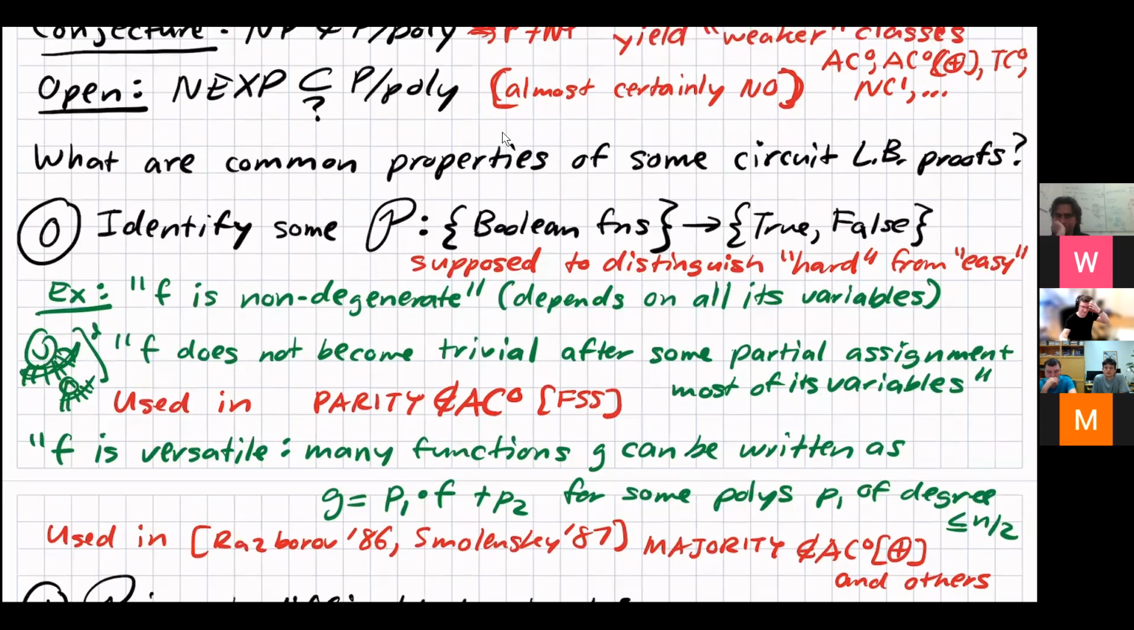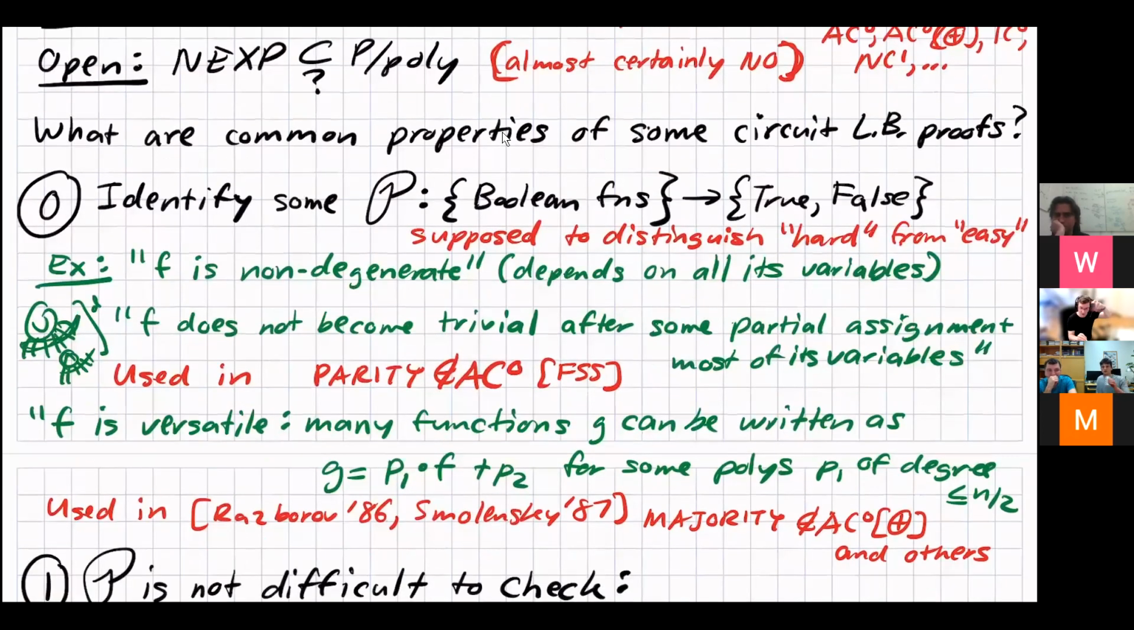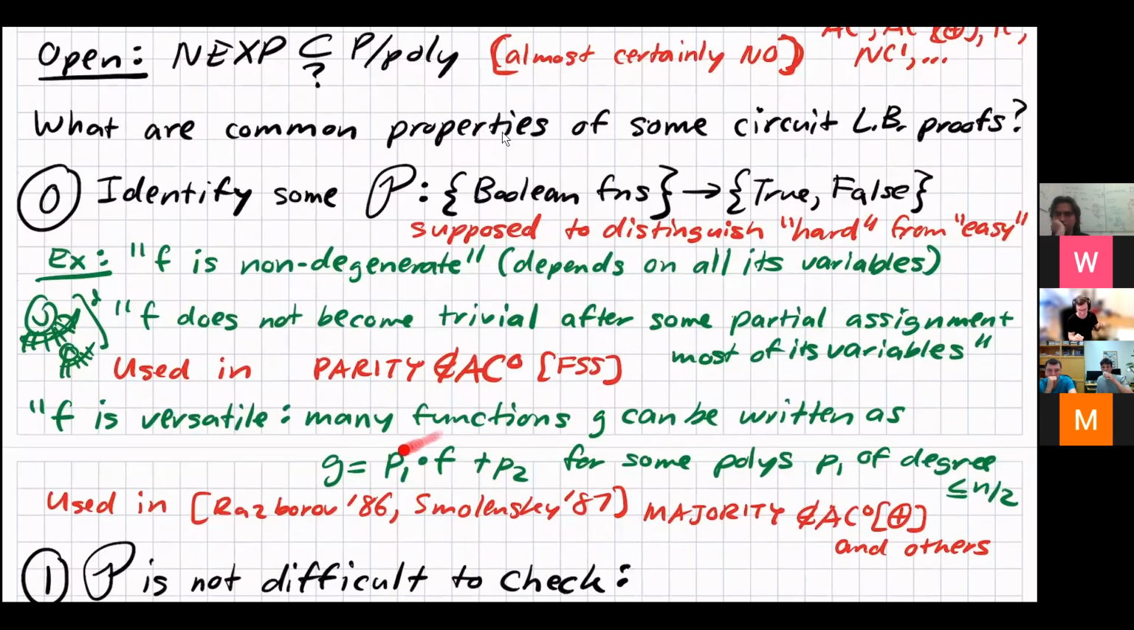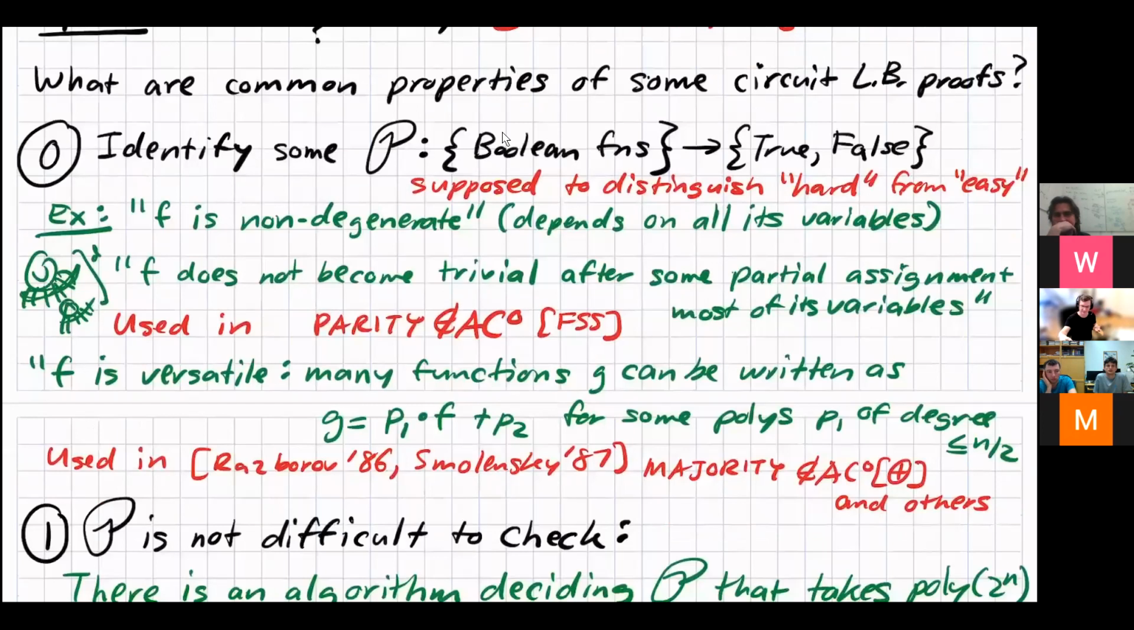So you wanted to find some property such that when it is true, the function is hard in some sense, but hard for a weak class. Being non-degenerate is a very weak property. It means the circuit has to have at least n-1, let's say, gates in it, if it's fan-in 2. But it doesn't say much more beyond that. So you identify some property.